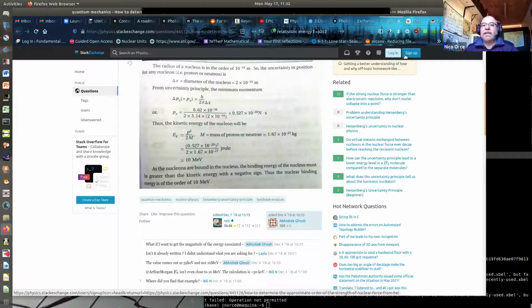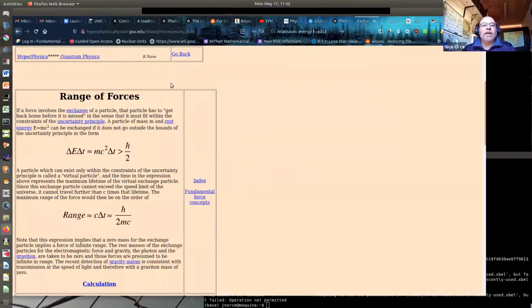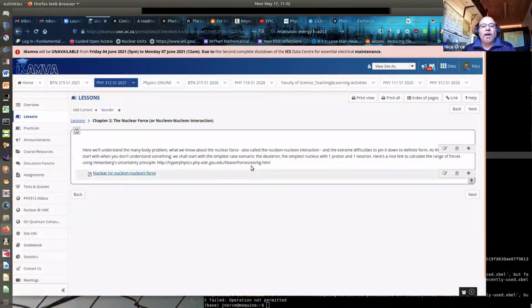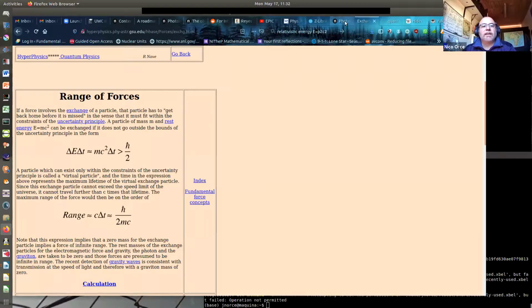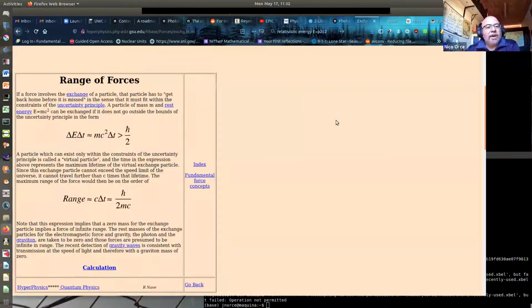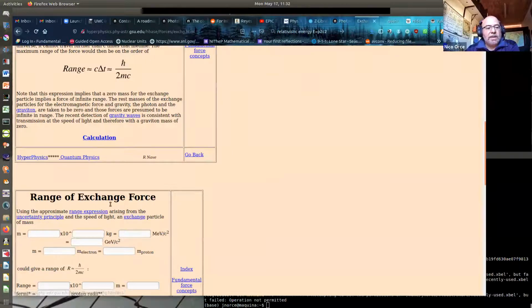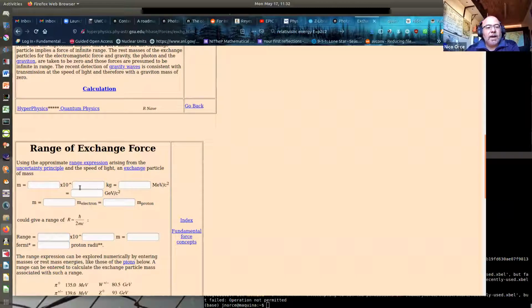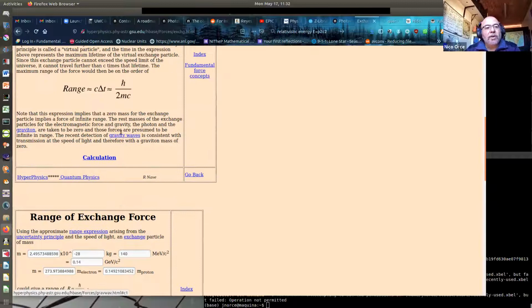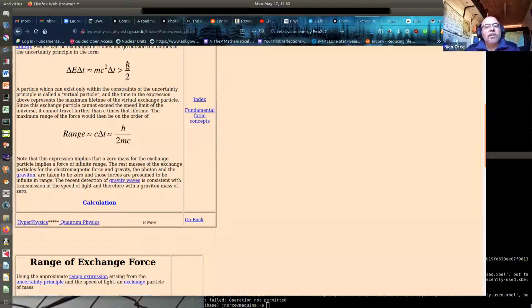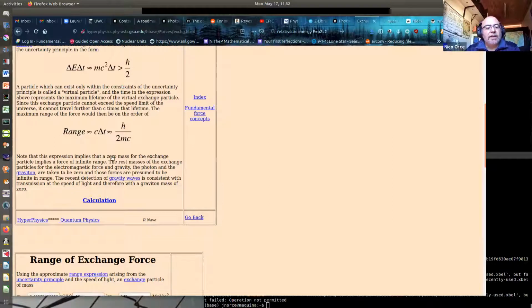So this is what, and then also I found here, I posted this on Canvas. Here we go, this link, which I also found very interesting, where you can deduce the range of the nuclear force, as we just discussed. There's a little calculation on top of that, which is given here. And here you can have the mass in MeV per c squared, let's say 40. So the range is considering actually h bar over 2. You see, it's considering the minimum possibility for the uncertainty principle.